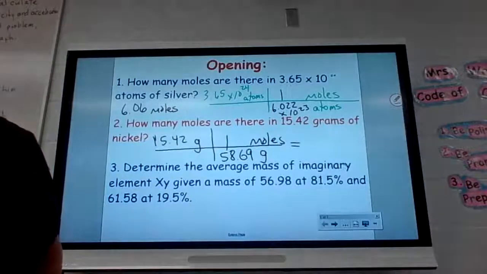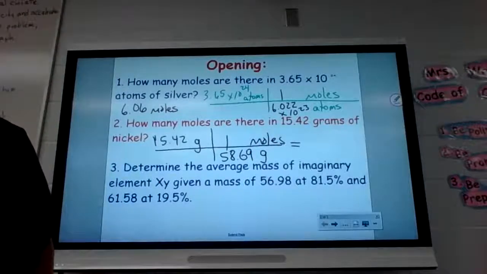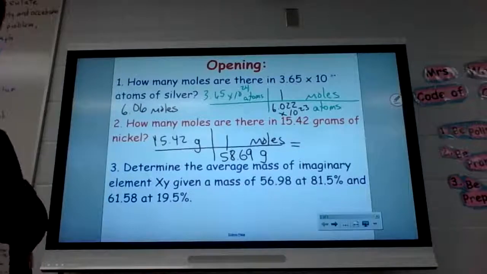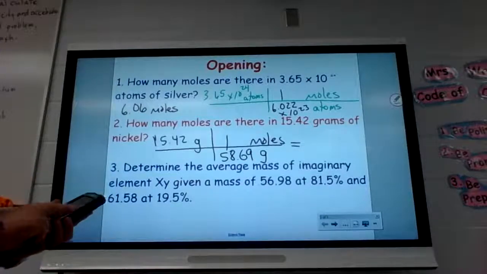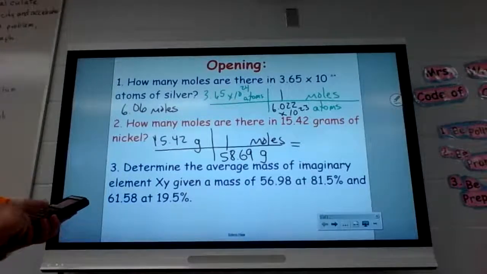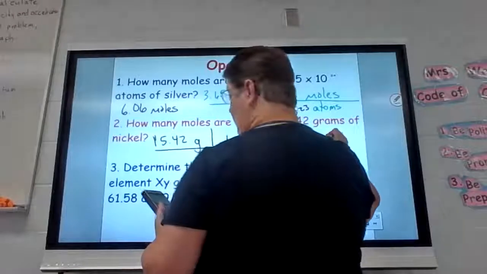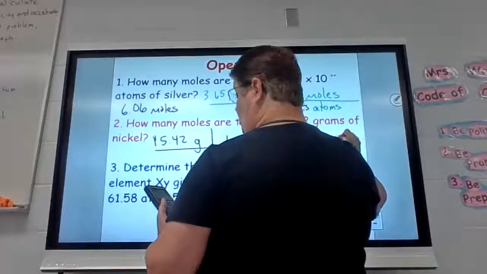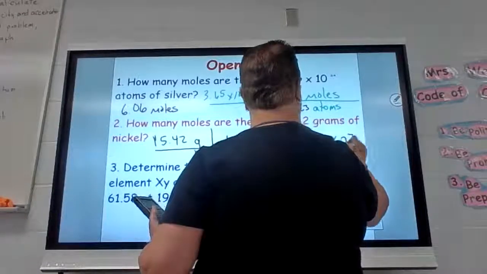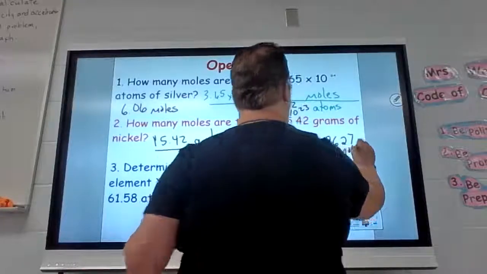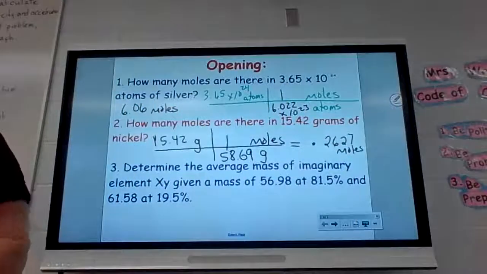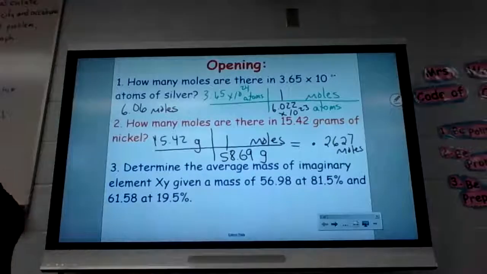So 15.42 divided by 58.69. I got, and I need 4 significant digits this time, 0.2627 moles, and it does not round up. Questions? You feel okay about those 2?